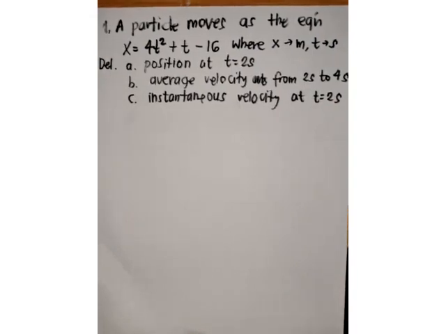Okay, a particle moves as the equation of the position x is equal to 4t squared plus t minus 16, where x is in meter and t is in seconds. Determine A. What is the position of the particle at t is equal to 2 seconds? And B. What is the average velocity from 2 seconds to 4 seconds? And C. What is the instantaneous velocity at t is equal to 2 seconds?